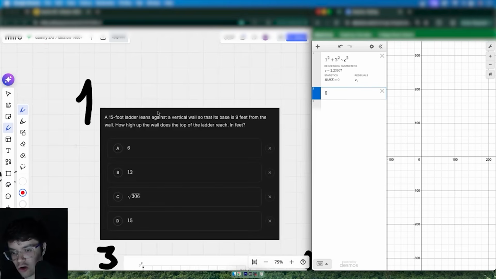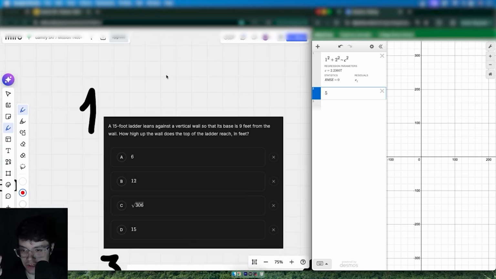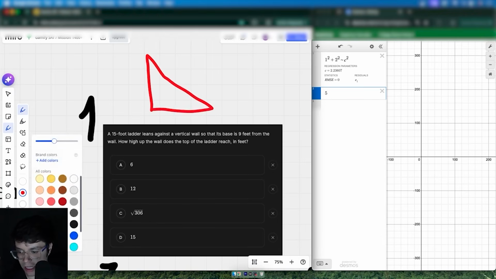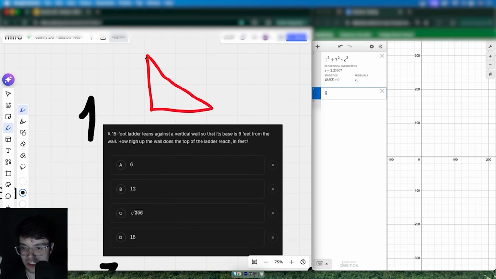A 15-foot ladder leans against a vertical wall so that its base is 9 feet from the wall. How high up does the top of the ladder reach in feet? So just to draw this, first of all, it is a 15-foot ladder. So basically what that means is this would be the ladder. This is the thing that's leaning against this wall and this floor. So that'd be 15 feet. And then the base is 9 feet from the wall, so 9 there.